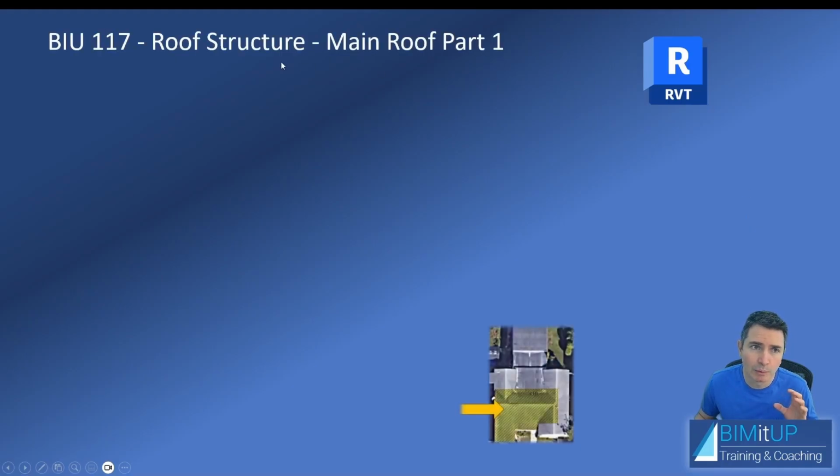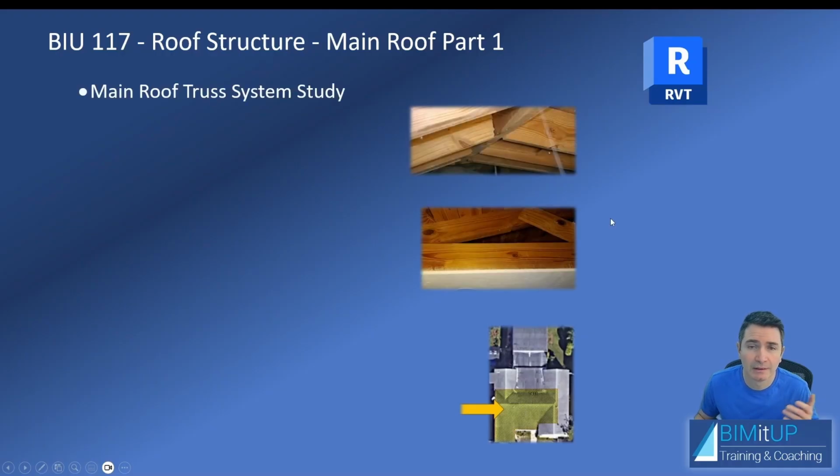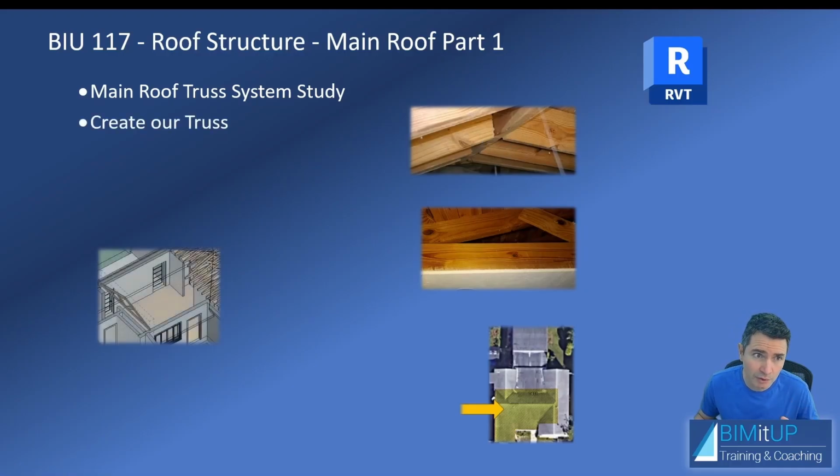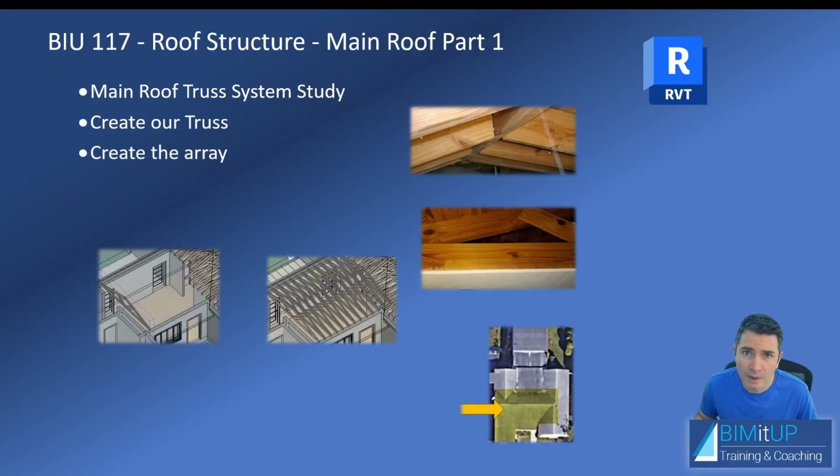Today we're going to keep with roof structure. We're going to focus on the main roof, which is the one in the south living room. We're going to start with taking a look at the existing conditions of that truss so we can define the component. Then we're going to create our truss. And then based on that, we're going to create an array of trusses.